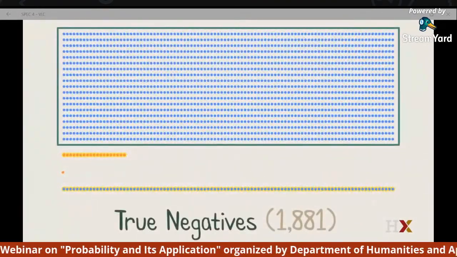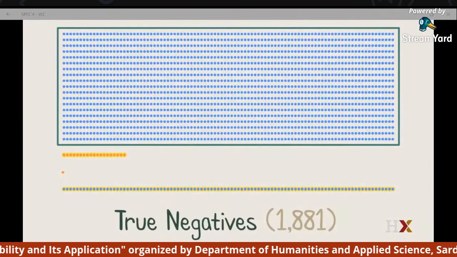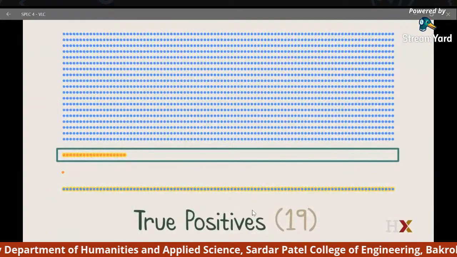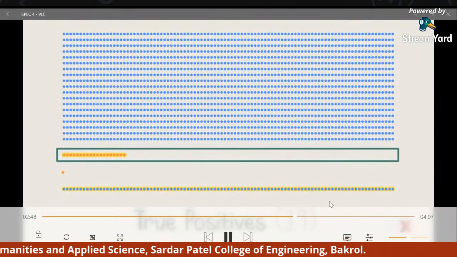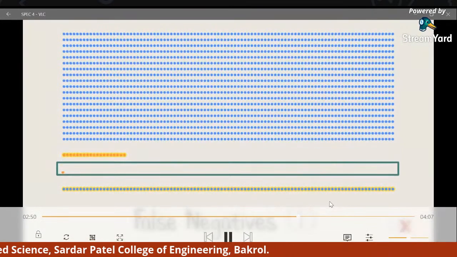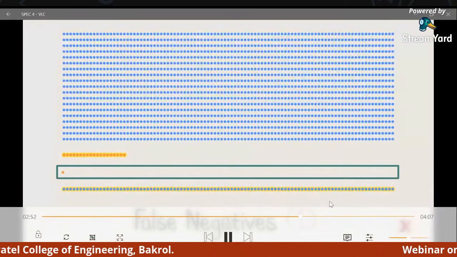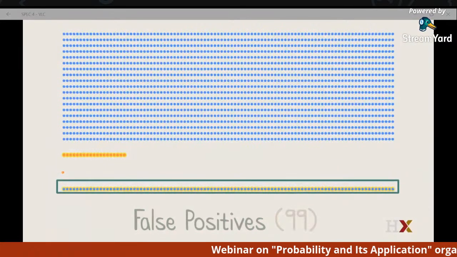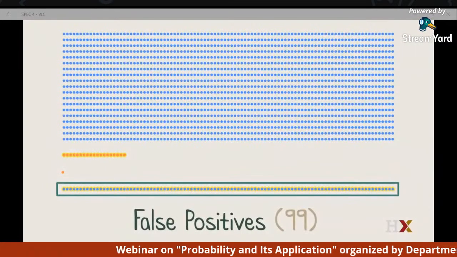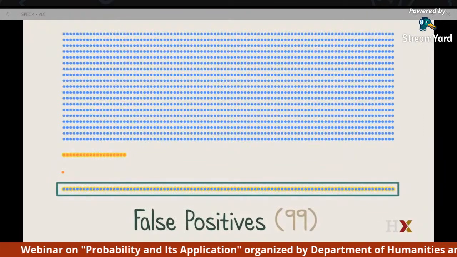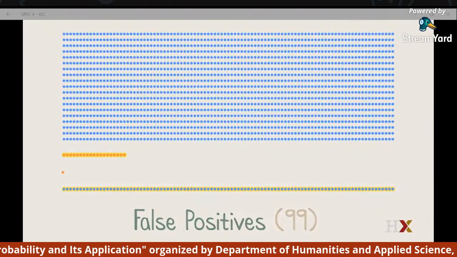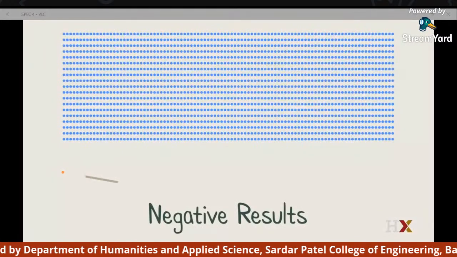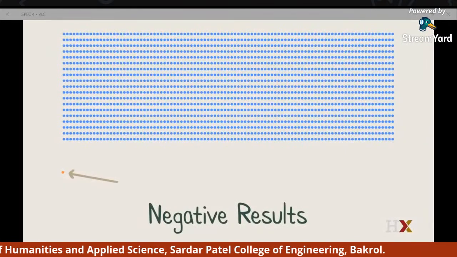True negatives, or healthy individuals who are correctly tested as negative, true positives, or diseased individuals who are correctly tested as positive, false negatives, or diseased individuals who are incorrectly tested as negative, and false positives, or healthy individuals who are incorrectly tested as positive. If we just look at the negative results, our test seems pretty good. After all, it only missed one diseased person.